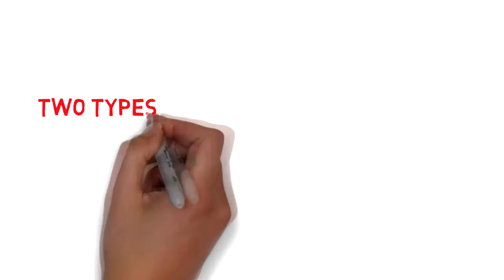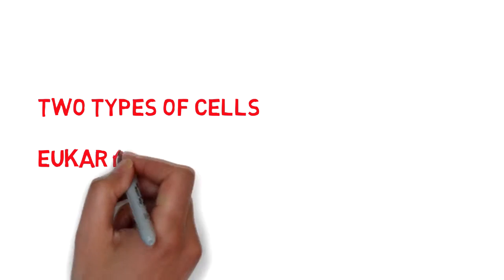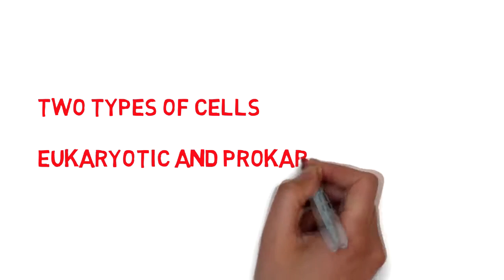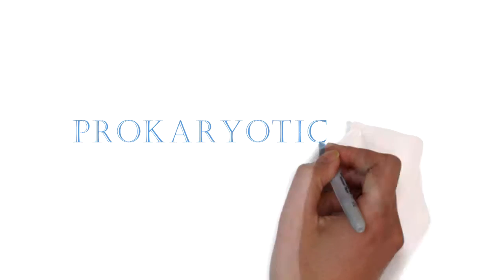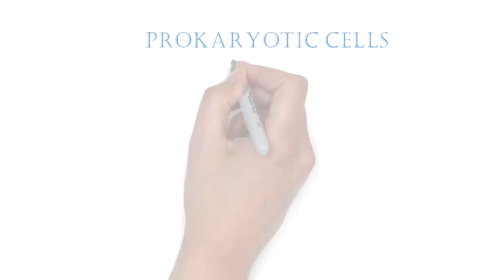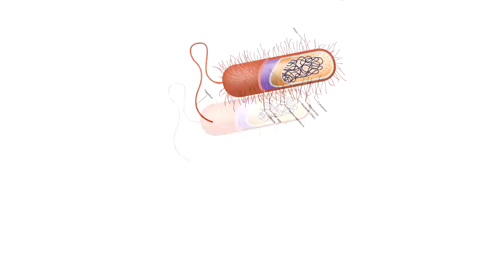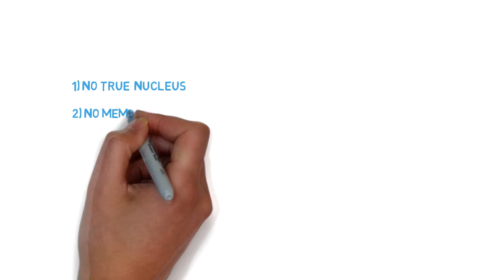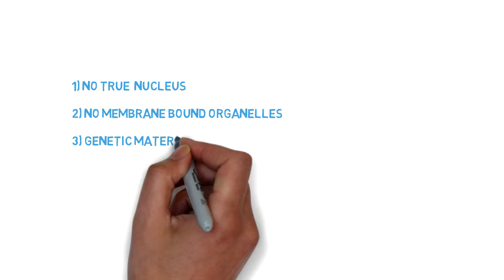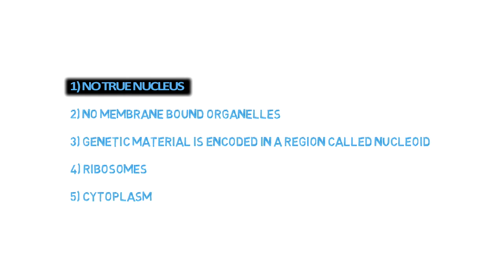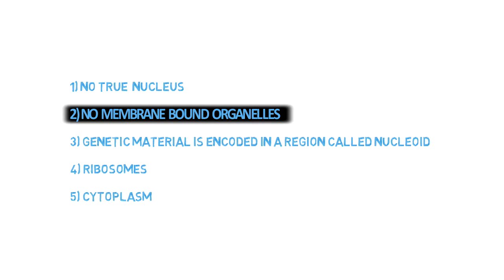There are two main types of cells, eukaryotic cells and prokaryotic cells. At first, we will discuss prokaryotic cells. As you can see, this is the structure of bacteria. Bacteria are obviously prokaryotes. So, why are the cells prokaryotes? Because they do not have a true nucleus. Okay? Neither do they have membrane-bound organelles.